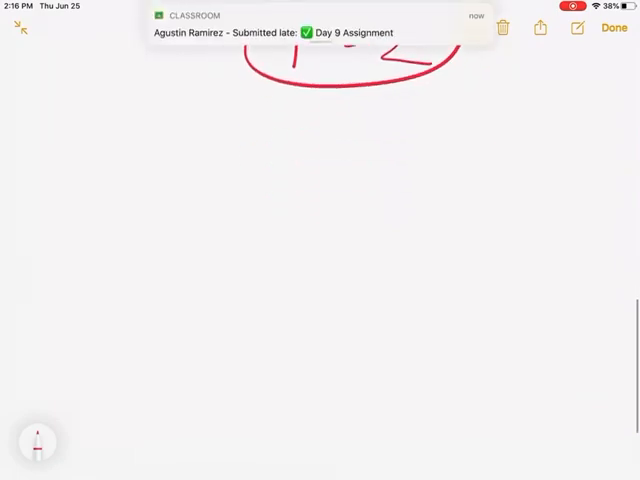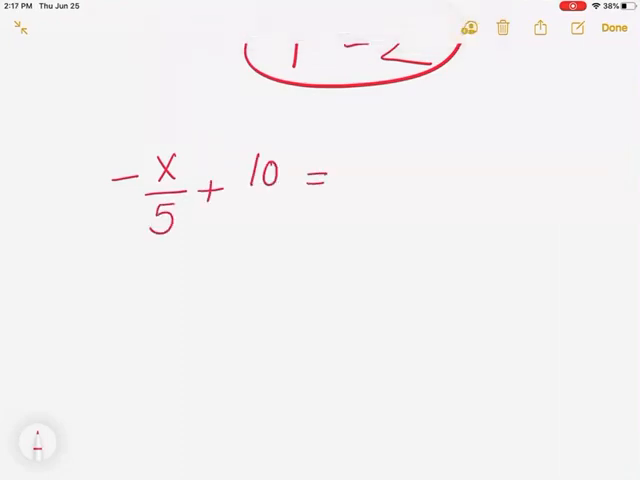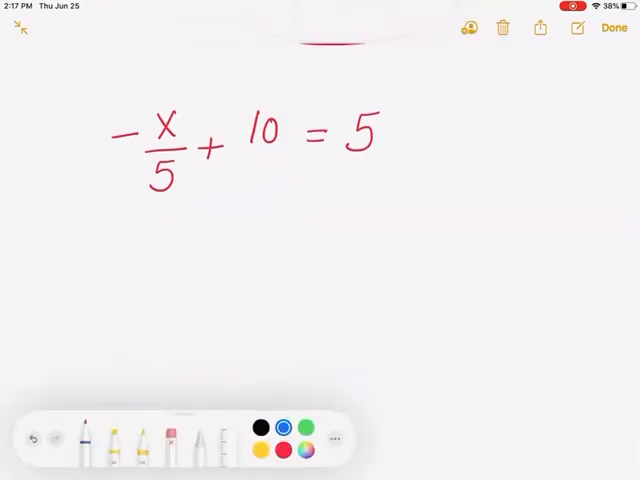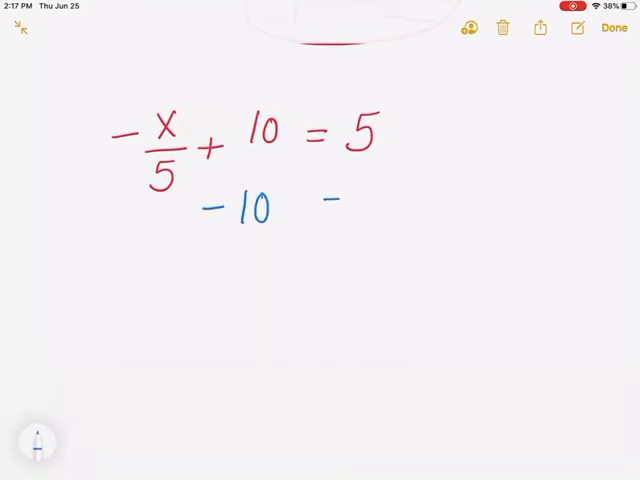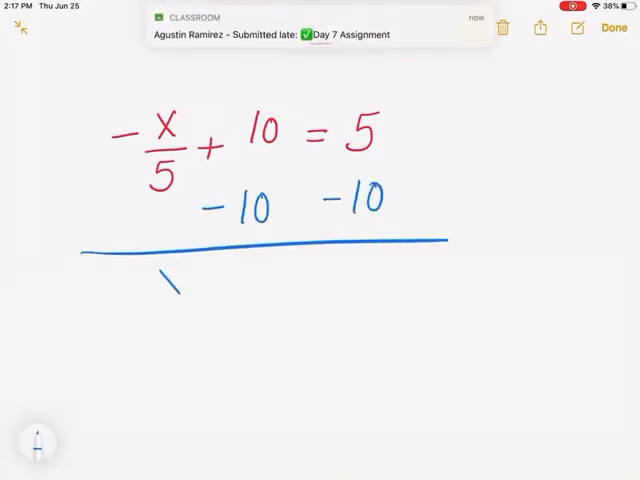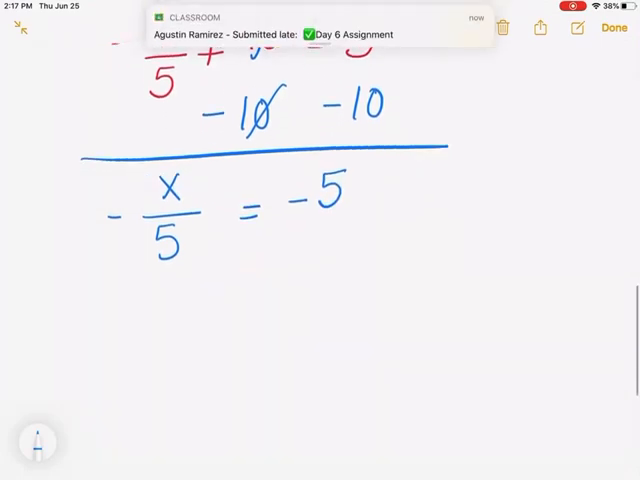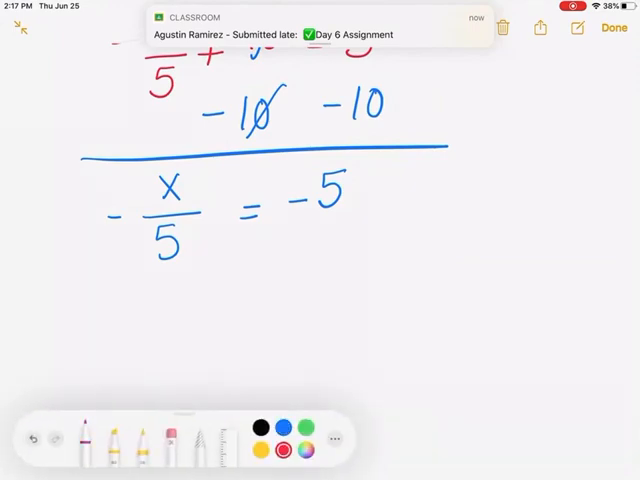I have one more. So let's say you have negative x over 5 plus 10 and it's equal to 5. First of all, what do we do? Do we do additive inverse or multiplicative inverse? We do additive inverse. So plus 10, I have to do its opposite, which is negative 10, on both sides. Negative x over 5, don't forget the negative, and 5 minus 10 would be negative 5. Now next, how would you get rid of this 5, which is dividing here?